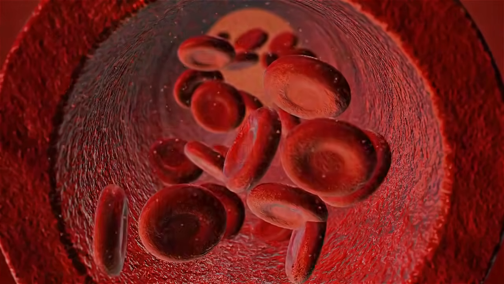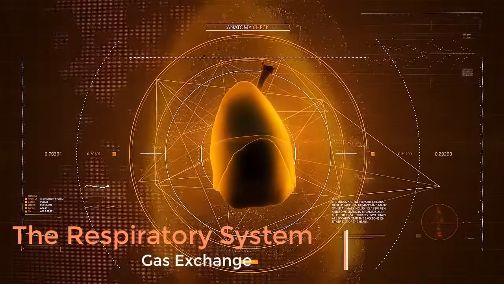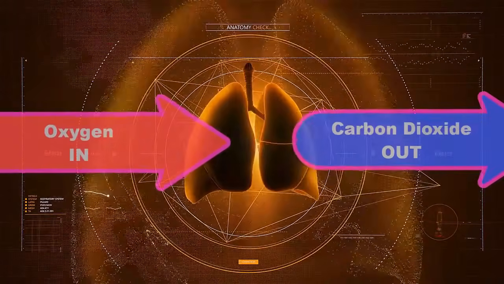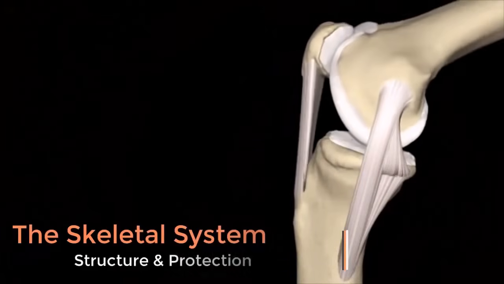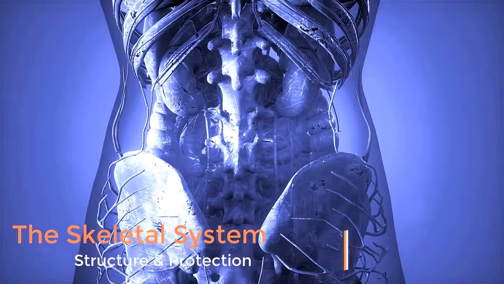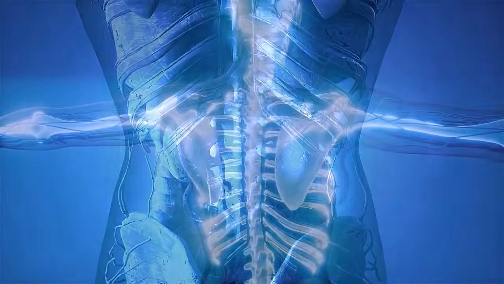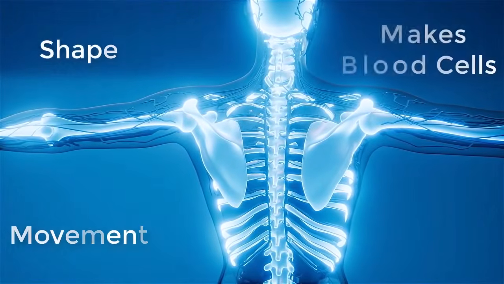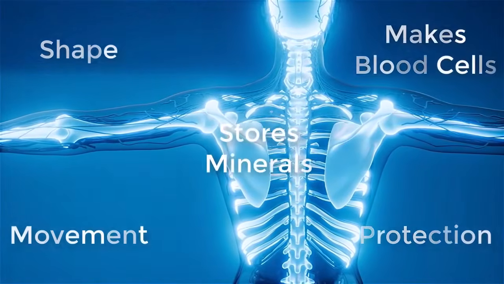The respiratory system includes the network of airways that allows for gas exchange. The respiratory system takes in oxygen and expels carbon dioxide. The skeletal system consists of bones, cartilage, tendons, and ligaments. The skeletal system works as a supportive structure for your body. It gives the body its shape, allows for movement, makes blood cells, provides protection, and stores minerals.